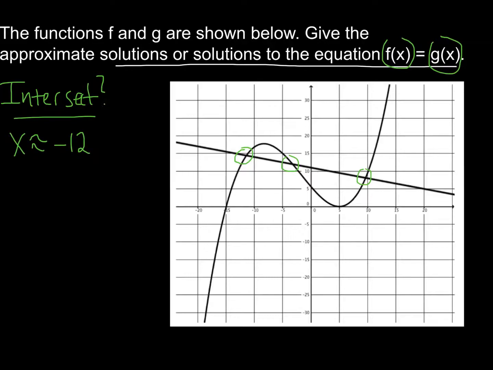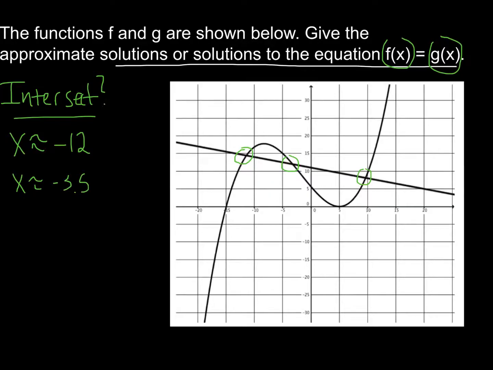That's important because that's not exactly where it is. It's approximately there. Let's move to the next point. This appears to be in between negative 5 and 0, slightly closer to negative 5. So I might say that that's negative 3, maybe negative 3.5. I'm going to say approximately negative 3.5.